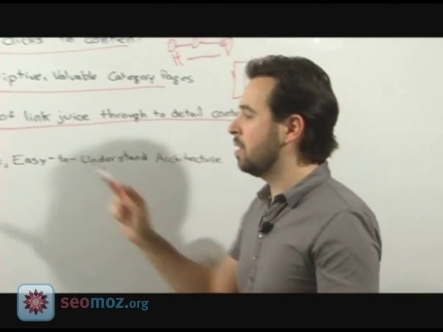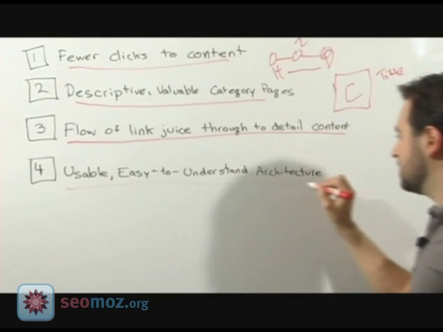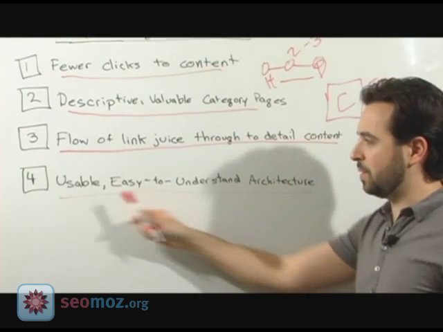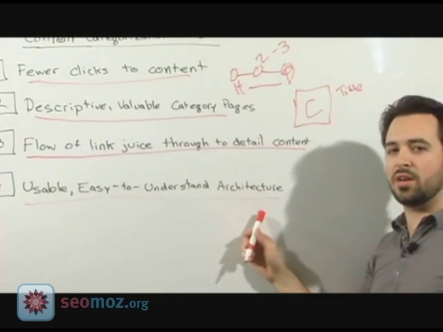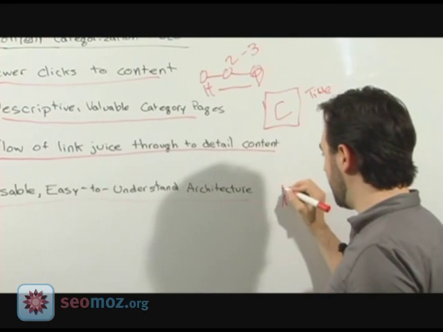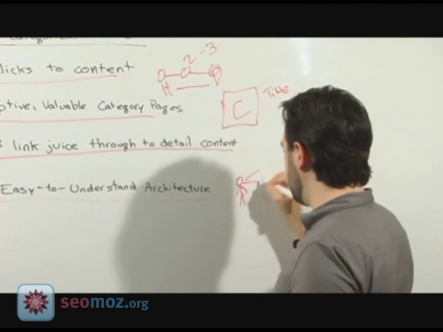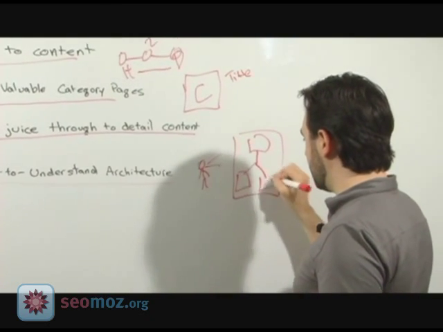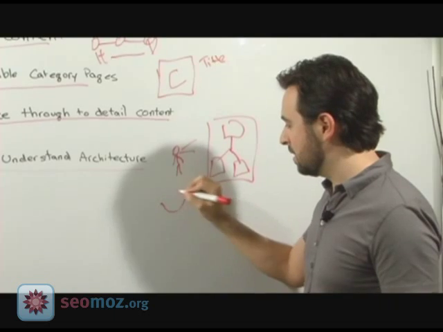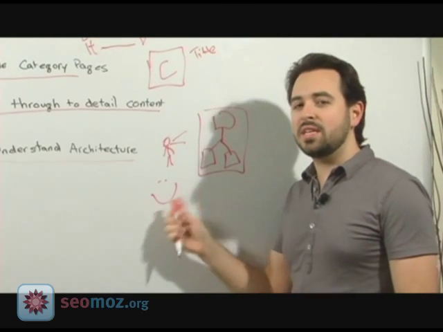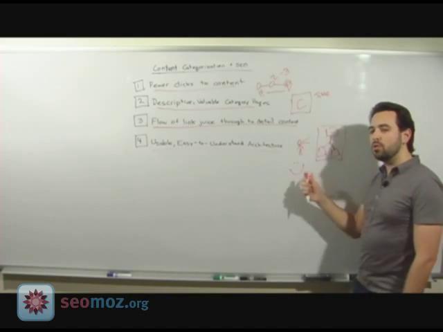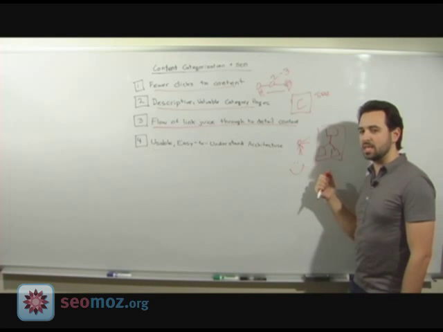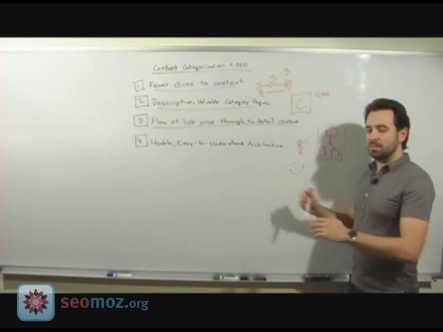All right, and finally, this is not even from a search engine perspective, but usable, easy to understand architecture, right? We've got our little guy, and we want him to see the information architecture and the structure and go, oh, I got it. It makes sense. It's easy. Big smiley, right? If he doesn't understand, people are going to get confused when they come to your site. They're not going to reach that deep level content. It's going to be a big problem.